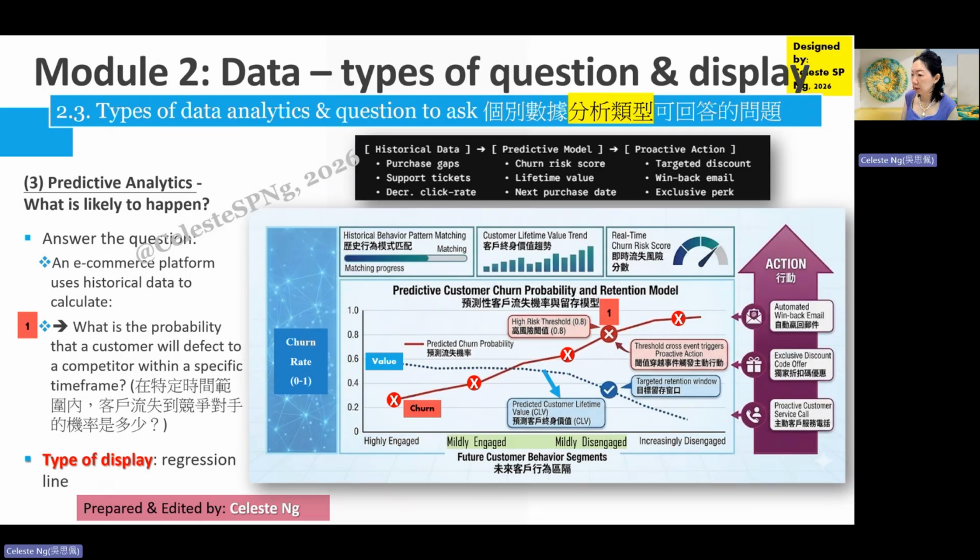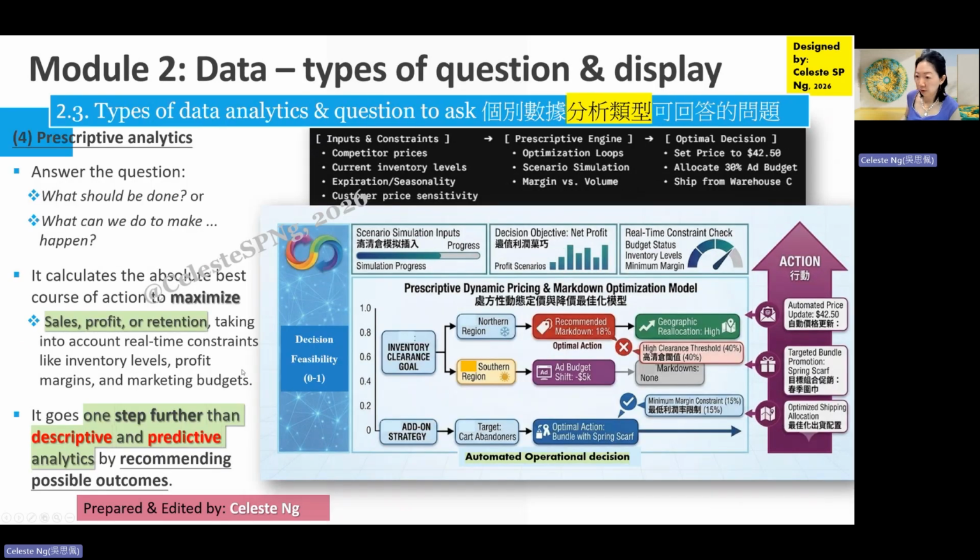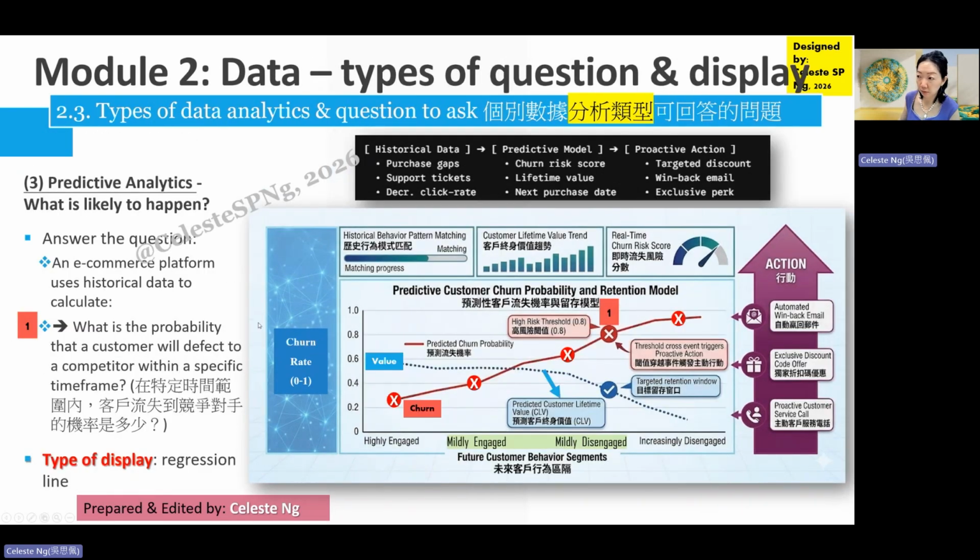Okay, and then if your value is high, it means that your churn rate is low. Right? And how can we illustrate this type of data analytics? Usually we draw a regression line, right? A regression line. Here we have 2 lines here.